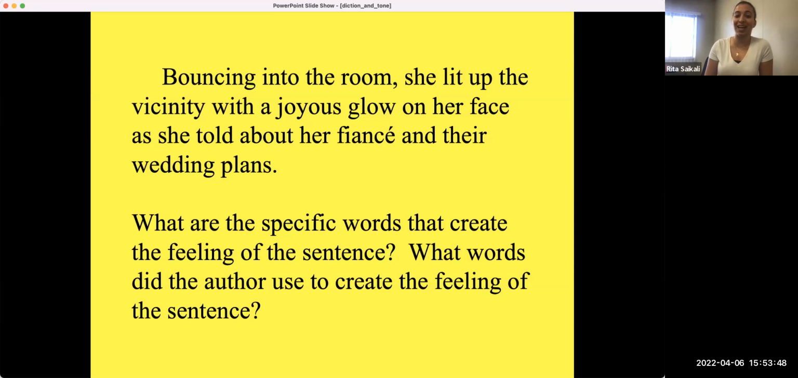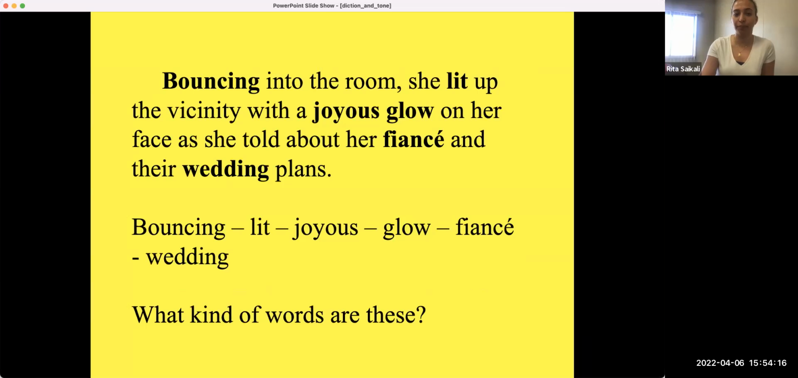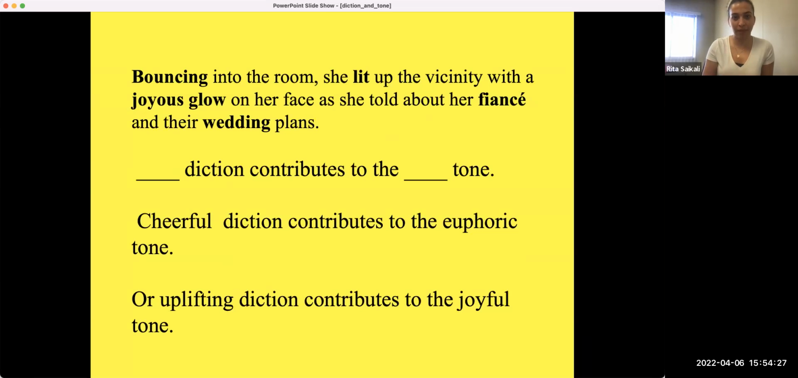So what are the specific words that create a feeling in the sentence? What do we have? Lit up, joyous glow, fiance, wedding plans. These all contribute to her being happy. And what words did the author use to create the feeling of the sentence? Again, this is exactly what we said. They are all joyful words. The diction here created a happy mood, okay? So bouncing, right? Someone that's happy is bouncing around, lit, joyous glow, fiance, wedding. These are all positive diction that contributes to a happy tone, or cheerful diction that contributes to a euphoric tone, or uplifting diction that contributes to a joyful tone.